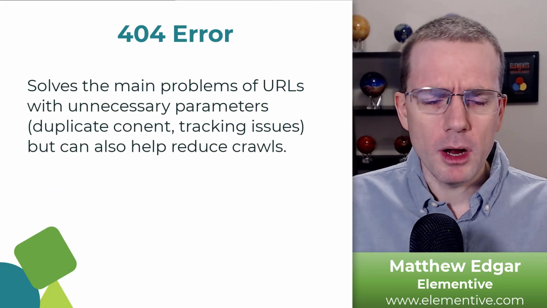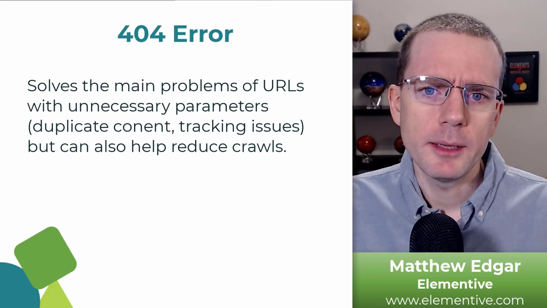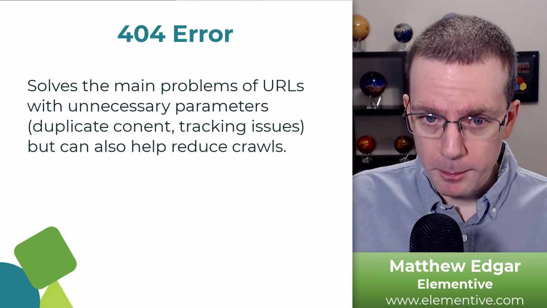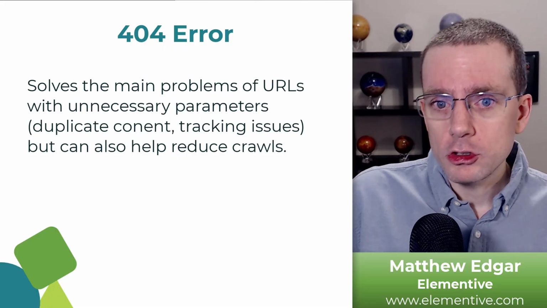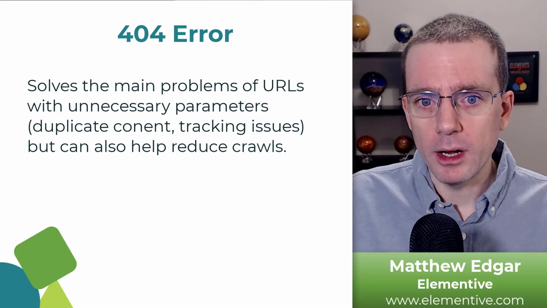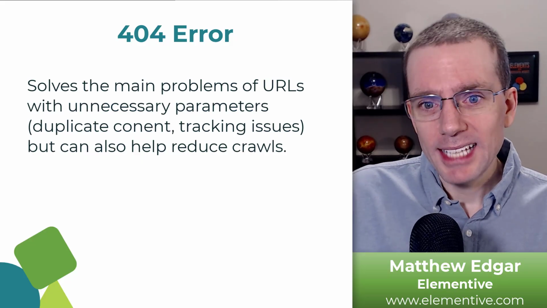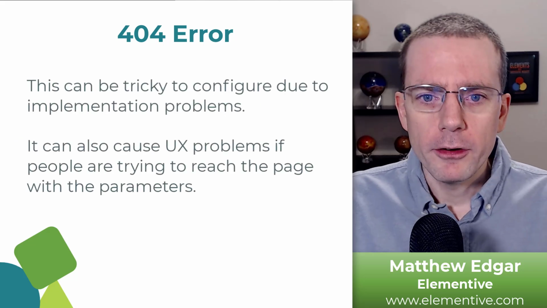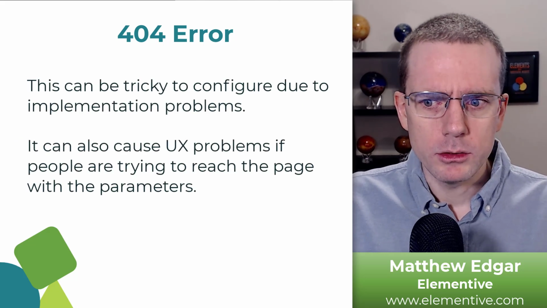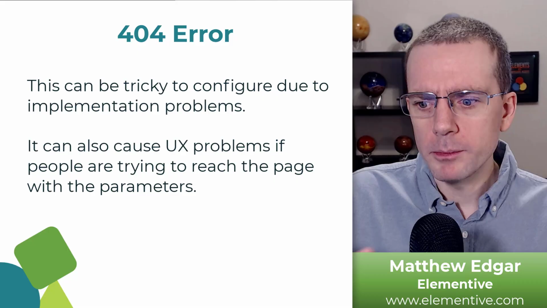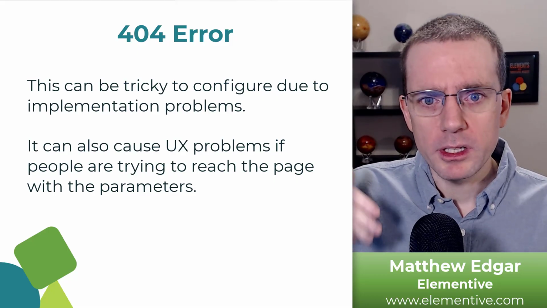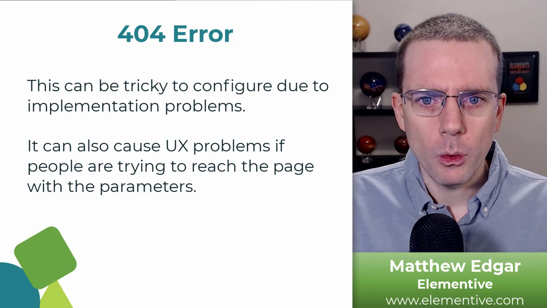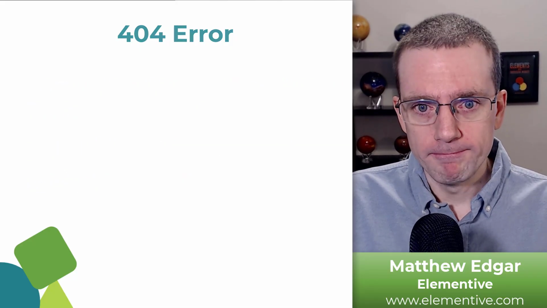This solves all the same problems as redirecting the parameter URLs, but it has the extra advantage that over time, Google and other bots should start to crawl these parameter URLs less. That's because they tend to crawl 404 errors less over time. There can be some implementation problems here. There can also be some potential problems with user experience, particularly if users end up getting a lot more 404s. So it's something to keep an eye out for if you do go this route.